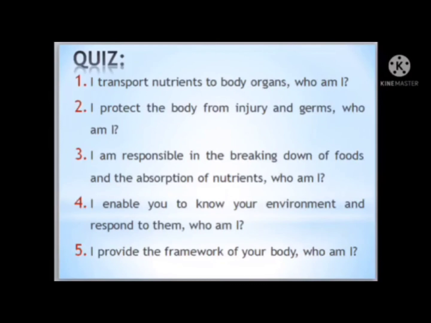Number 1. I transport nutrients to body organs. Who am I? Number 2. I protect the body from injury and germs. Who am I? Number 3. I am responsible in the breaking down of foods and the absorption of nutrients. Who am I? Number 4. I enable you to know your environment and respond to them. Who am I? And for the last number, I provide the framework of your body. Who am I?